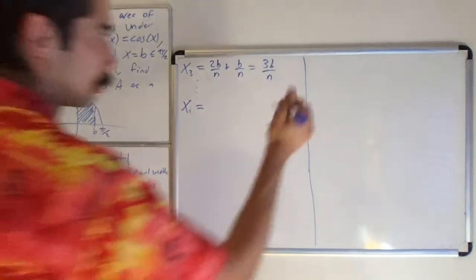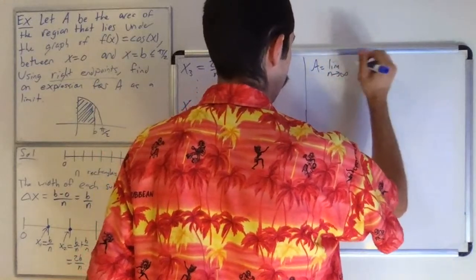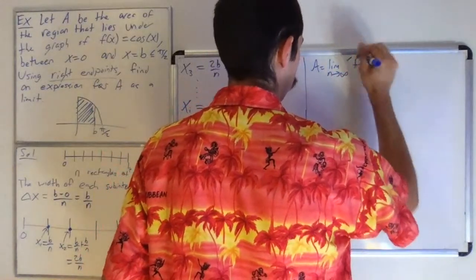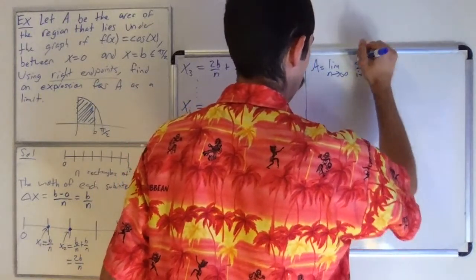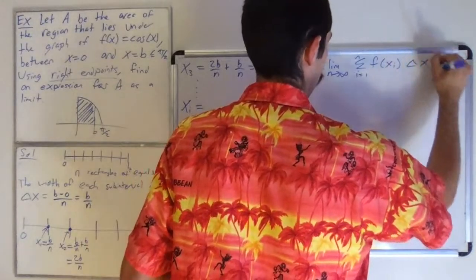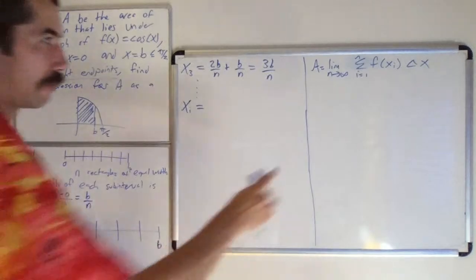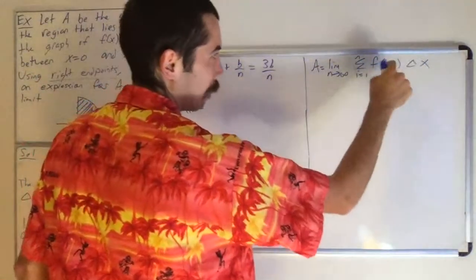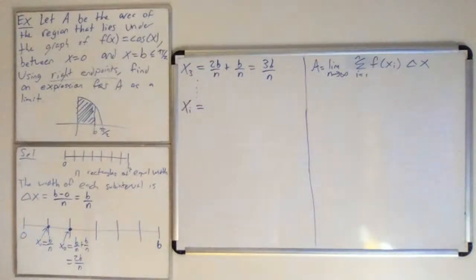Because we had, I'll just write it over here as a reminder, A is equal to the limit as n goes to infinity of the sum from i equals 1 to n of f of x sub i delta x. We already found delta x. Now we need to find x sub i, and then we just plug it into our function, and we're done.